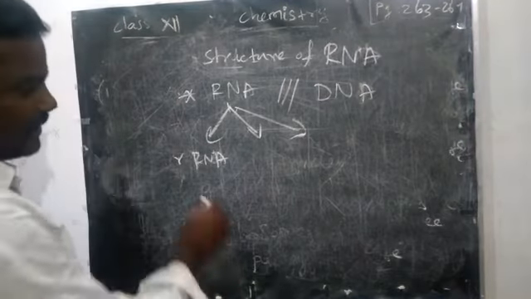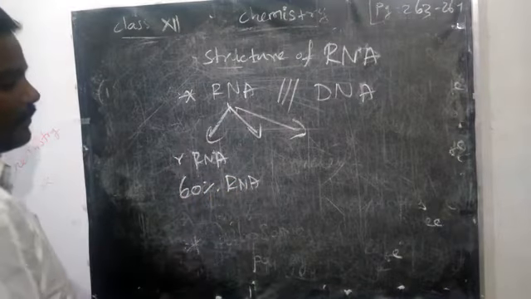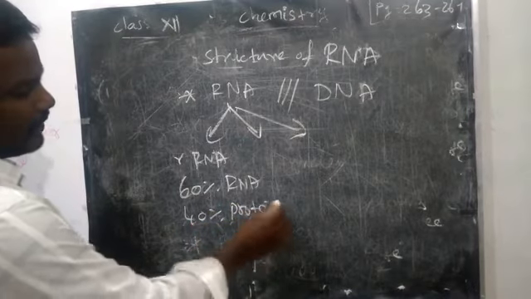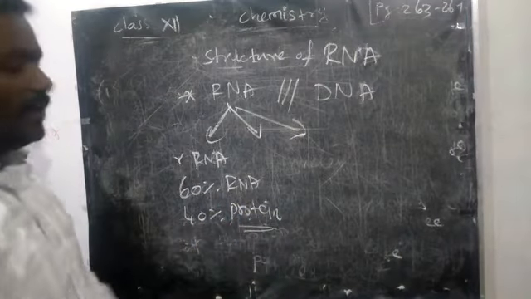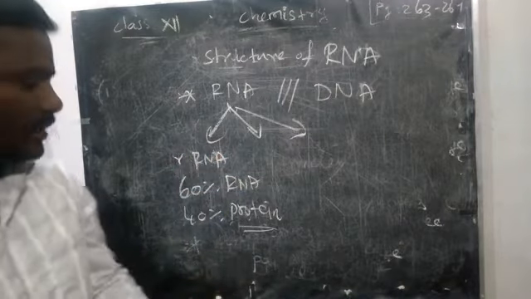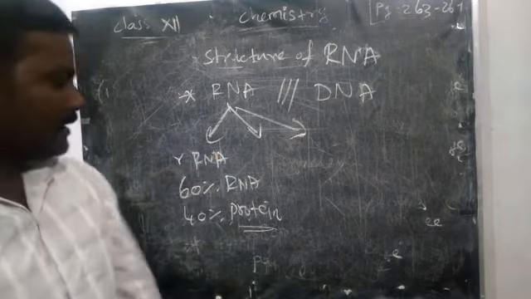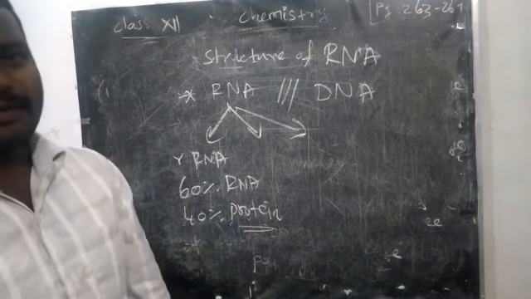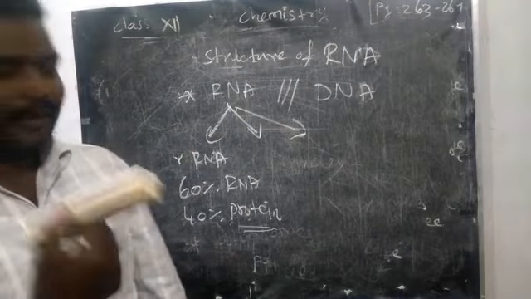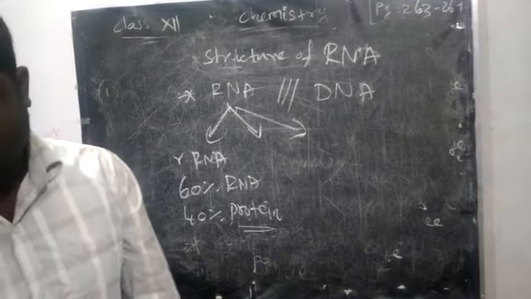Only 60% RNA is present in this, the remaining 40% is only proteins. See, for the synthesis of protein, we are using this; the RNA is used to prepare or synthesize the proteins, okay? In the RNA, that means ribosomal RNA, right?